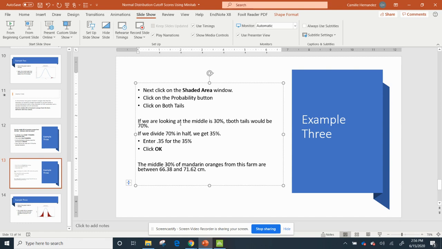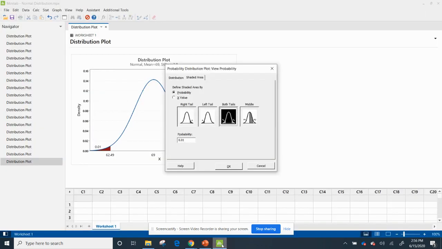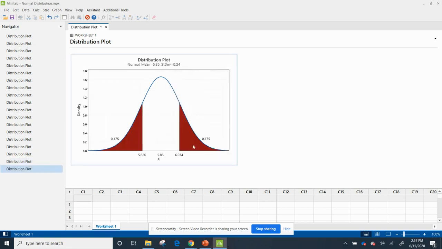Well, what if I want to find the left tail or the right tail? To do that, if I divide 70 in half, I get 35 for each tail. I'm going to be really careful and say that is for each tail. So I've got 0.35 for each tail. That's what I'm going to put here: 0.35. Then I hit OK, and look what it does for me. This area in red is 0.35, this is 0.35, and this area in white is 0.30.